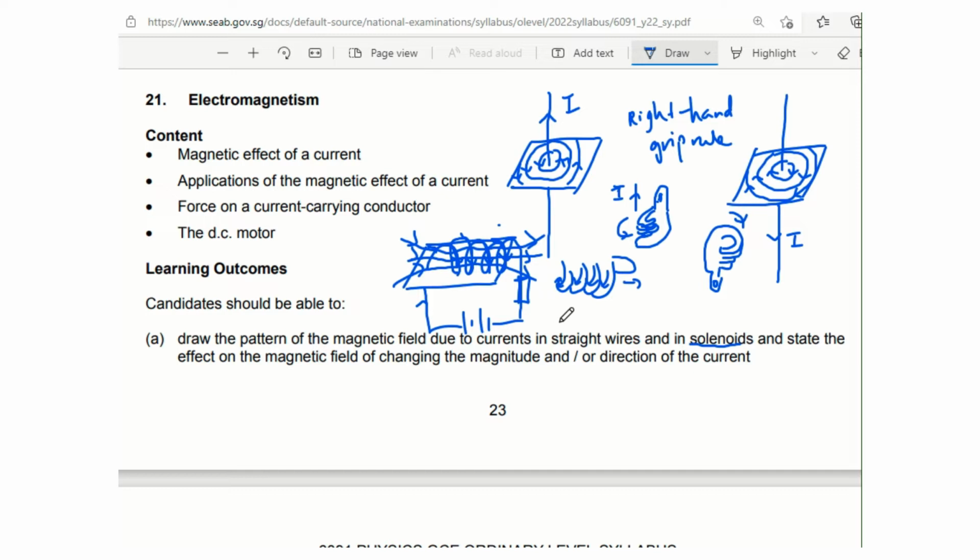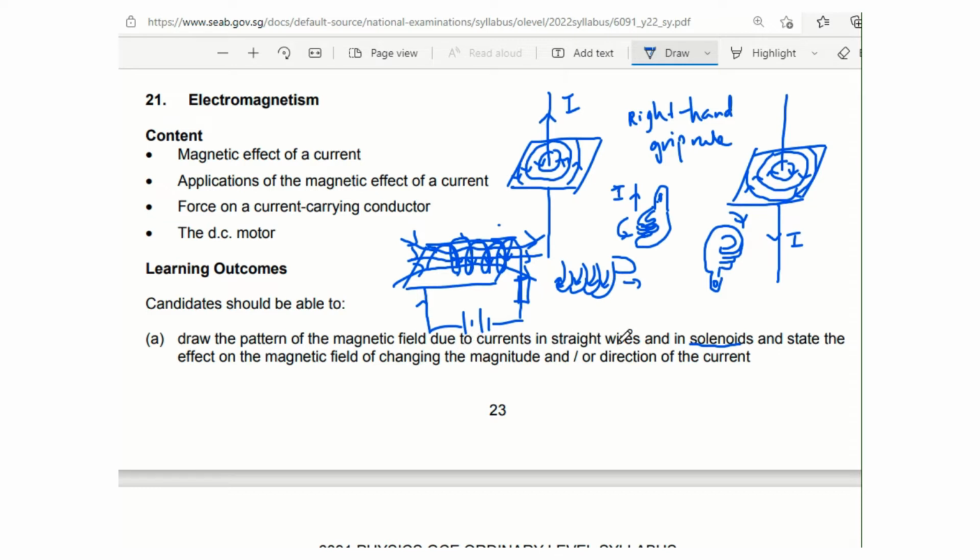Take a look at your textbook. Look at how to draw the magnetic field lines for a straight wire as well as for a solenoid. Then you also need to be able to state the effect on the magnetic field of changing the magnitude of the current. When the magnitude of the current increases, the magnetic field lines should be closer to each other because the magnetic strength increases.